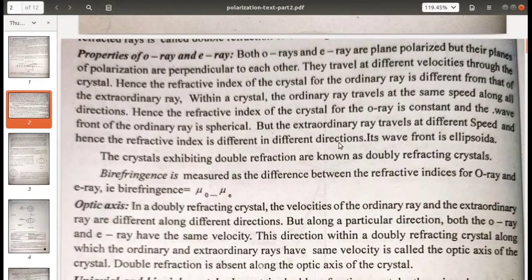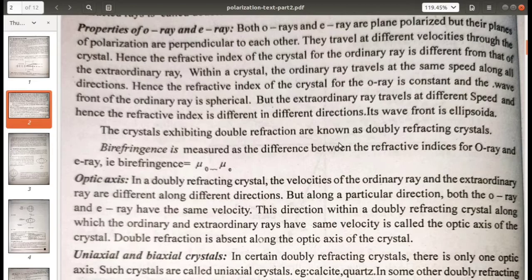Within the crystal, the ordinary ray travels at the same speed along all directions. Hence, the refractive index of the crystal for the ordinary ray is constant, and the wavefront of the ordinary ray is spherical. But the extraordinary rays travel at different speeds, and hence the refractive index is different in different directions. Its wavefront is ellipsoidal.